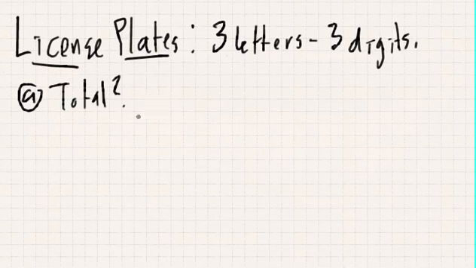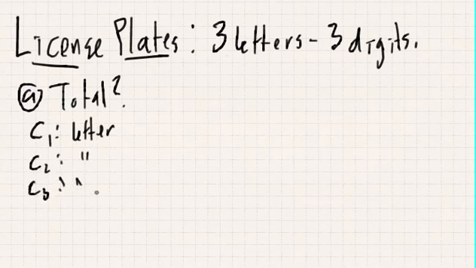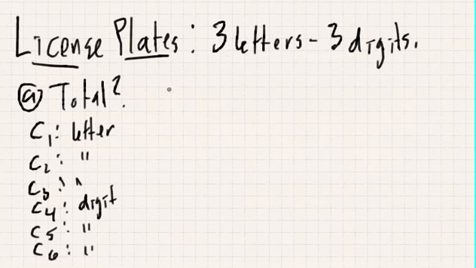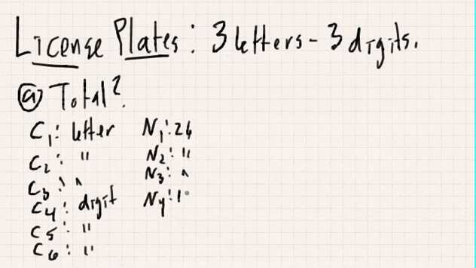Well, I've got 6 choices. First, I'm choosing one letter, and then my second choice is some other letter. My third choice is some other letter. My fourth choice is some digit. My fifth choice is another digit. And my sixth choice is another digit. Now, how many letters do I have to work with? 26. So N1, N2, and N3 are all 26. N4, there are 10 digits. And so N5 and N6 are also 10.